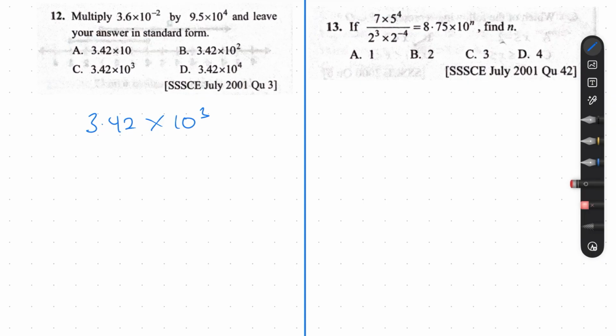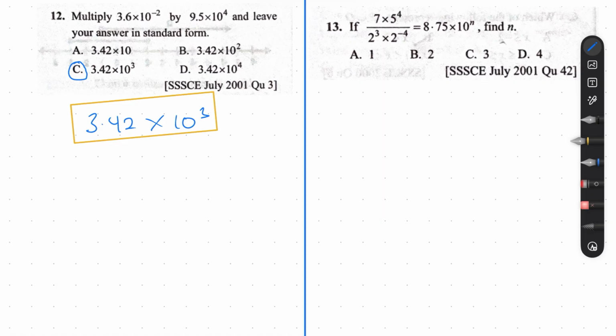And the question says, leave your answer in standard form. Now let's look at our answer. Is it in standard form? Yes, we have 3 point here at the first significant figure, so that is correct. So our answer is C. Okay, let's move on to the next set of questions.